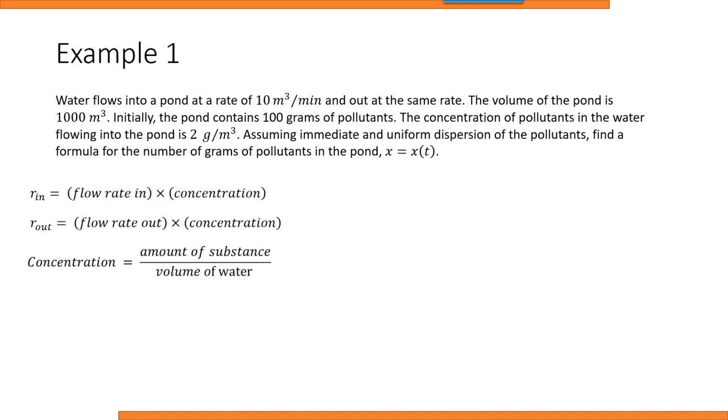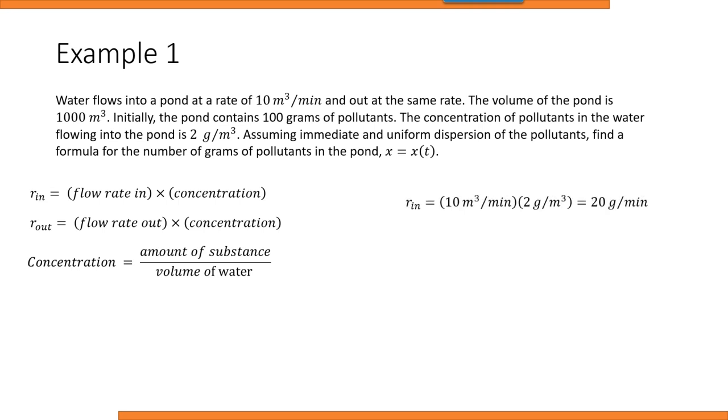Okay, so the rate in is going to be the flow rate times the concentration, and the flow rate out times concentration for R out. And remember that concentration, if we need to calculate it, is the amount of the substance divided by the volume here of the water. Okay, so looking at our rate in, they tell us that the water's flowing in at a rate of 10 cubic meters per minute. So there's my rate in, and it's the same out, so I'm going to use the same value for both of these calculations. The concentration, it said, was 2 grams per meters cubed.